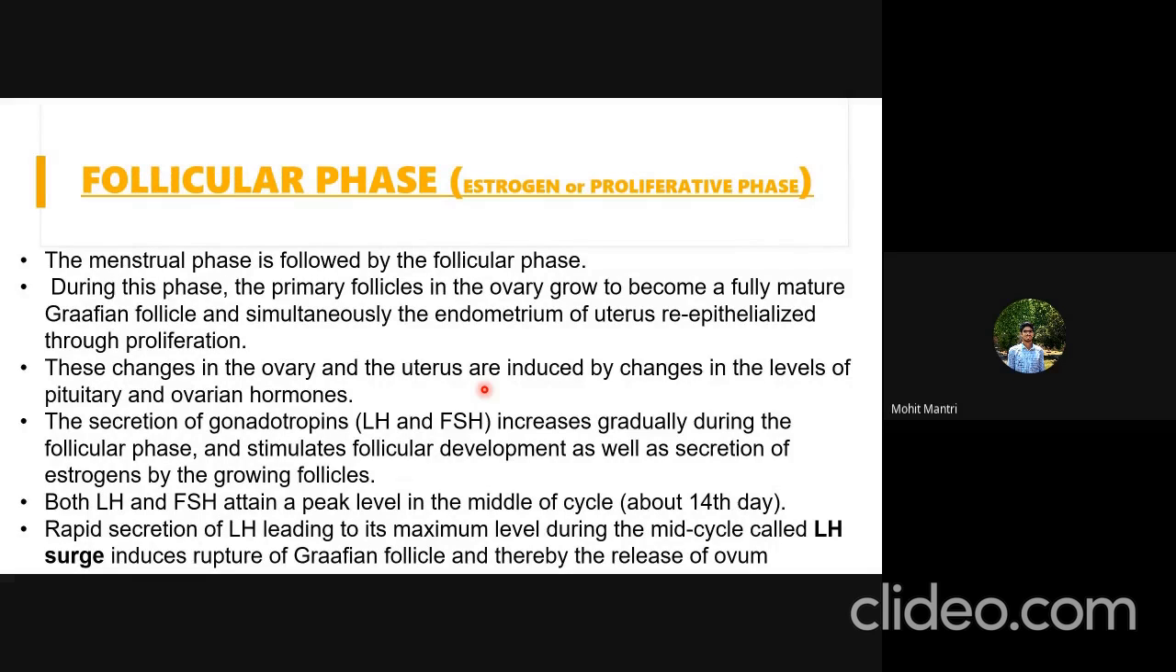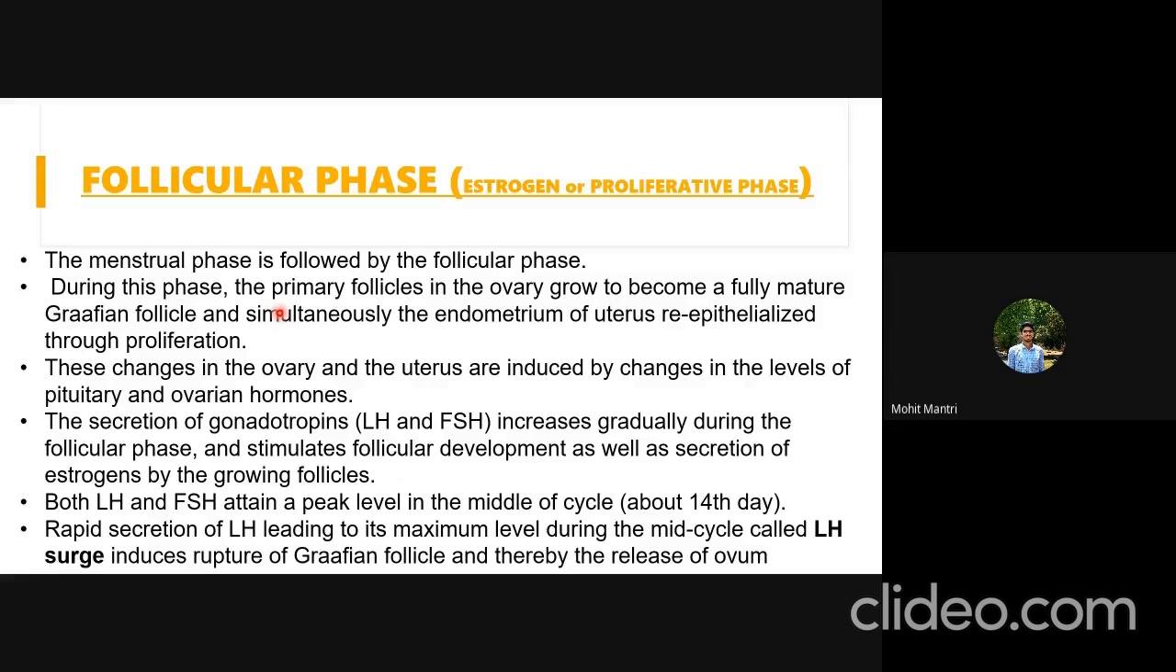Now this follicular phase is also known as the estrogen phase or proliferative phase, because estrogen is an important hormone that plays an important role in the follicular phase, and proliferative because proliferation of the follicle cells takes place and the follicles grow in size. So during this phase, the primary follicles in the ovary grow to become a fully mature Graafian follicle, which stimulates the endometrium of the uterus to re-epithelize through proliferation.